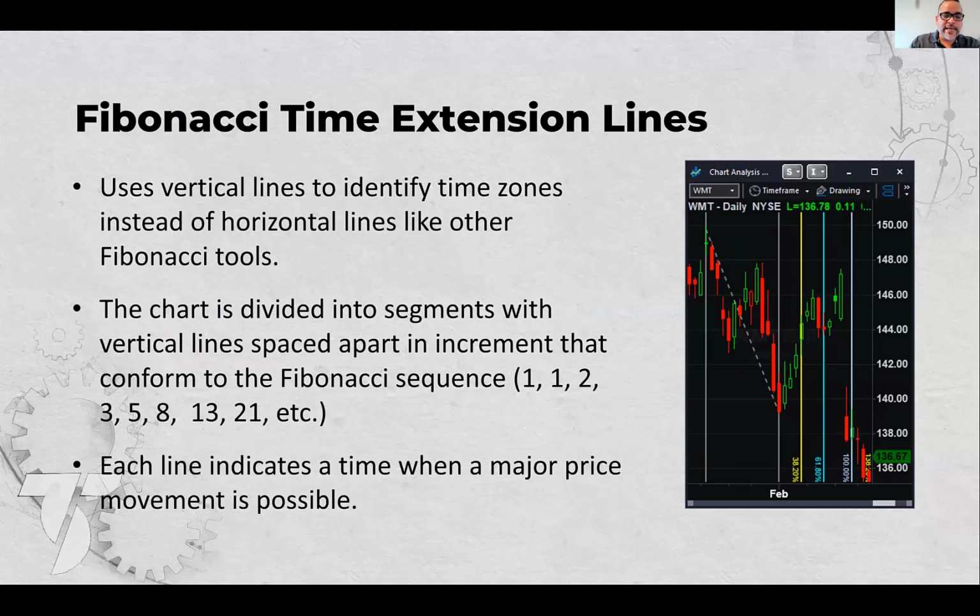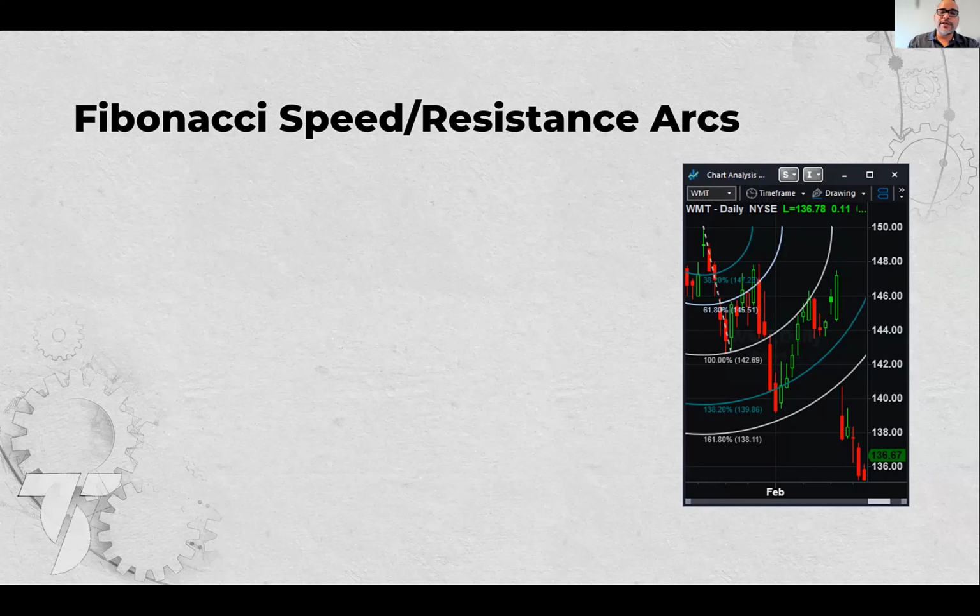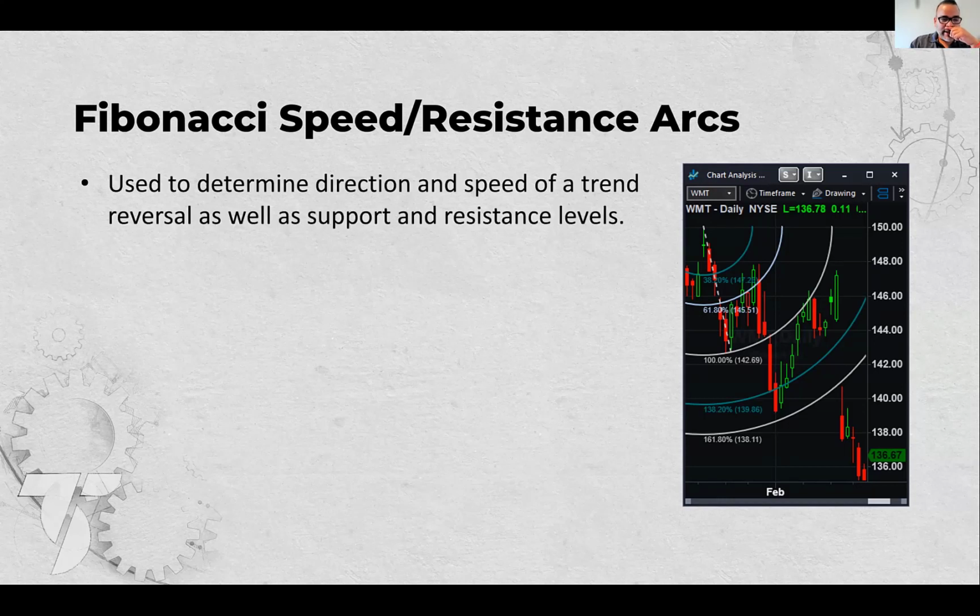Each line indicates a time when a major price movement is possible, is what it says here. Let's go to the next one, which is the Fibonacci speed resistance arcs. This is the very interesting one, because it combines the two concepts of price movement and speed, how long it takes, so time and price. It is used to determine the direction and speed of a trend reversal, as well as support and resistance levels.